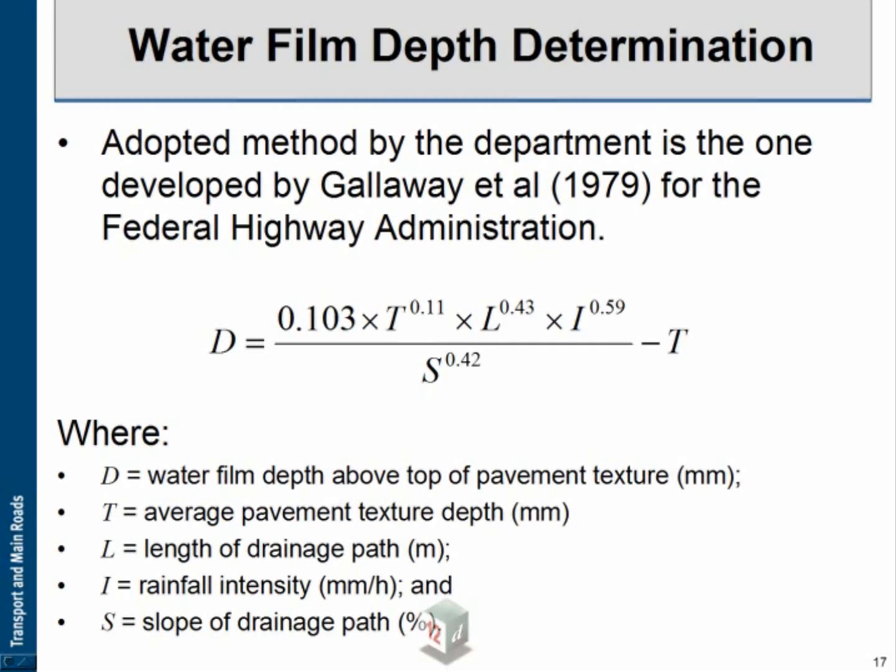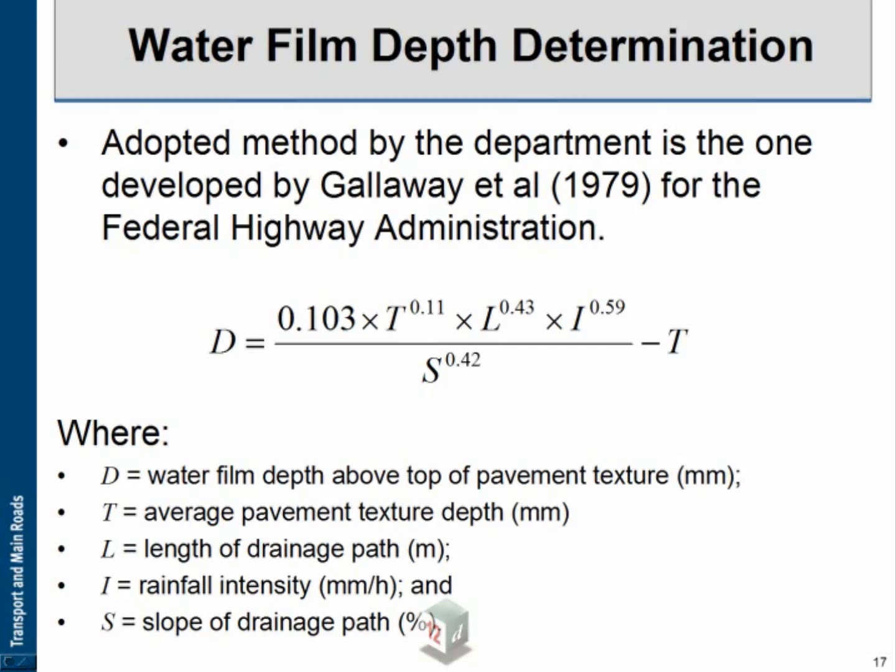And that's the formula. So D is the water depth, T is the texture depth, so it doesn't matter what the pavement is, if it's a concrete surface, a chip seal, or an asphalt, or mastic stone, whatever, they're measuring the texture depth of those voids that the water can escape from. Length of the path is obviously important. The longer the path, the more water build-up you can have. Rainfall intensity is critical. And S is the slope of the drainage path.